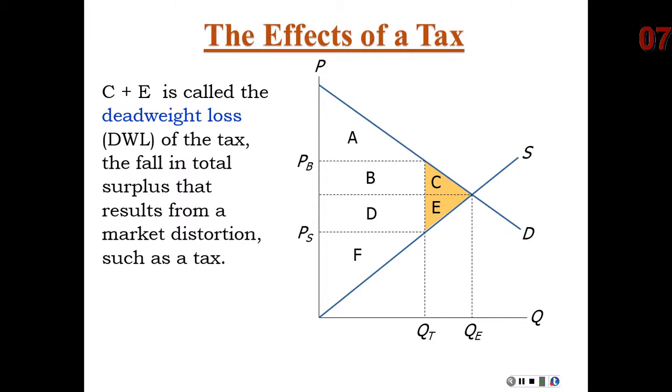Because of the tax, it is the fall in total surplus that results from a market distortion. There can be multiple market distortions, such as a price control or so on, but in this case, the market distortion is a tax. And a tax will reduce the size of the market, and in so doing, will destroy some market efficiency. Now maybe it's policy, maybe there's a good reason why we want to do that, but it will in effect reduce total surplus and reduce economic well-being in the market by that amount, and we call that deadweight loss.